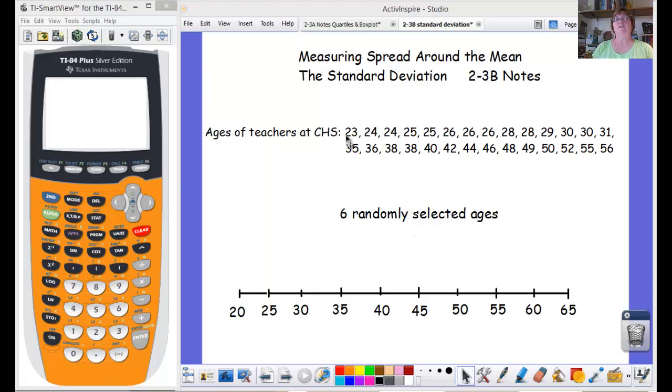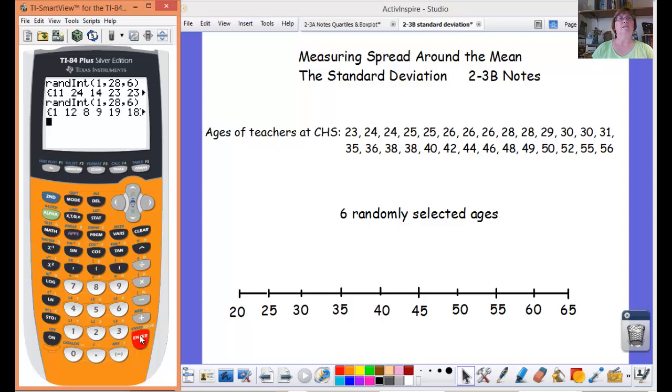So I have here some totally fictitious data, 28 ages of teachers here at Clio High School, and I'm going to ask my calculator to select 6 of them at random. You've used this technology before. Oh, can't use that one, got to repeat. Oh, this is good. We've got 6 different teachers' ages selected here.